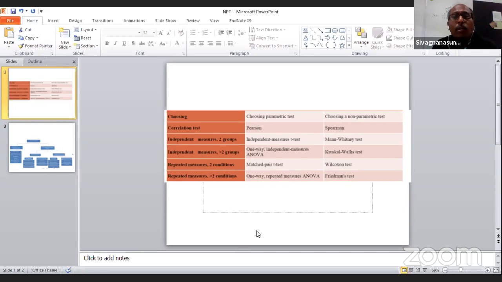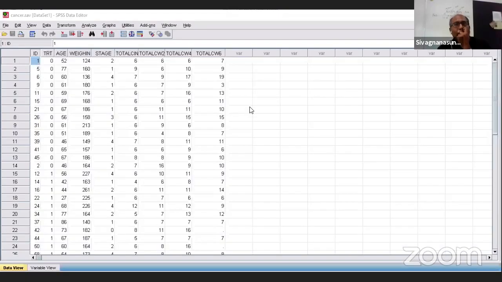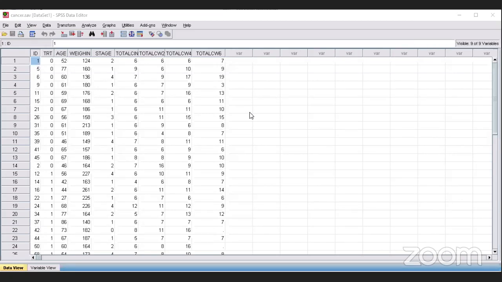So for that, I'm going to use a different data set. Let me stop share and share the screen. Do you have a cancer data file that is visible? Yeah, sir. Yes. Visible now, sir.